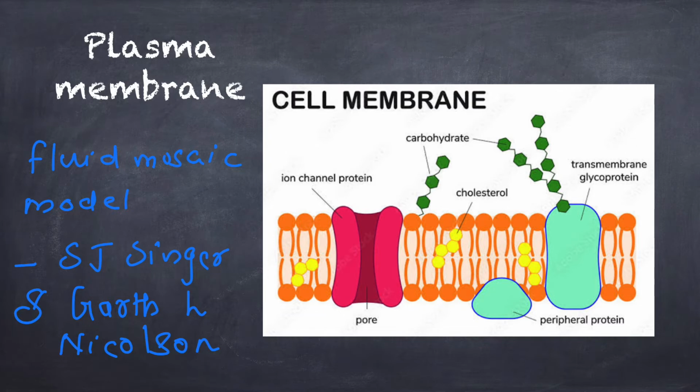These ion channel proteins allow the facilitated diffusion of ions, and the transmembrane glycoproteins act as a gateway to permit transport of specific substances across the membrane. And you can see peripheral protein. They do not cross the membrane, but they can attach on either side. They also have multiple functions: transportation across different locations inside the cell, signaling, and maintaining shape and structure of the cells.